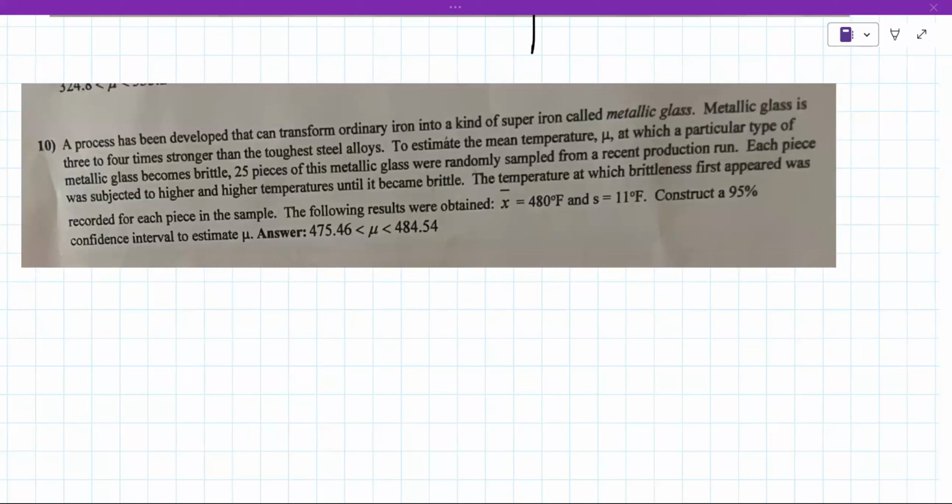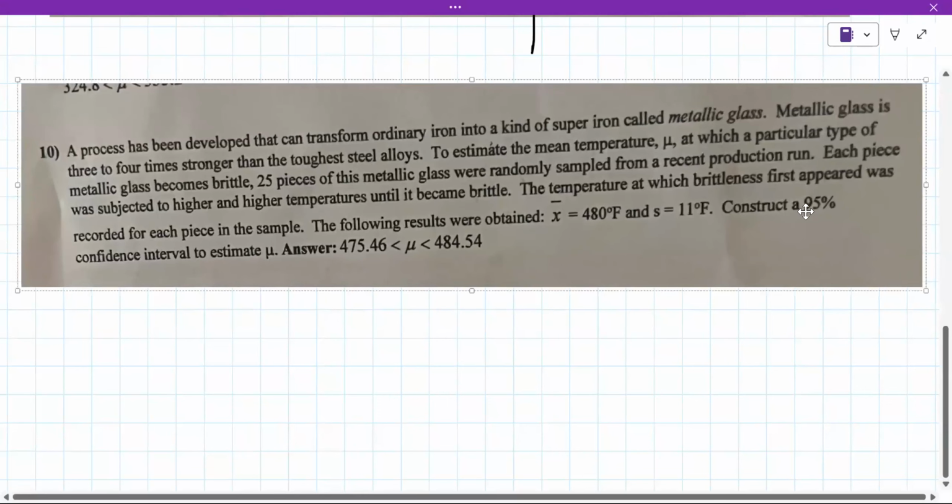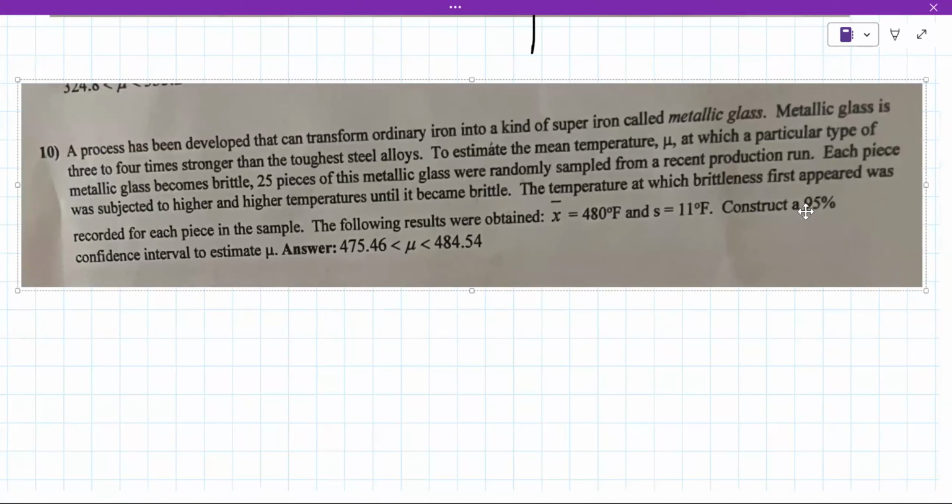A process has been developed that can transform ordinary iron into a super iron called metallic glass. Metallic glass is 3 to 4 times stronger than the toughest steel alloy. To estimate the mean temperature mu at which a particular type of metallic glass becomes brittle, 25 pieces of this metal were randomly sampled. During each production run, each piece was subjected to a higher and higher temperature until it became brittle. The temperature at which the brittleness first appeared was recorded for each piece in the sample. The following results were obtained: x bar is 480, s is 11. Construct a 95% confidence interval to estimate mu.